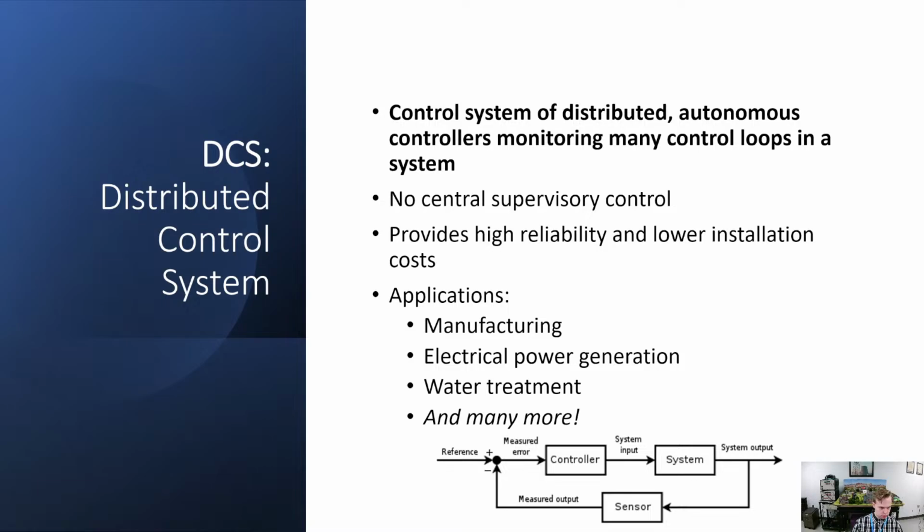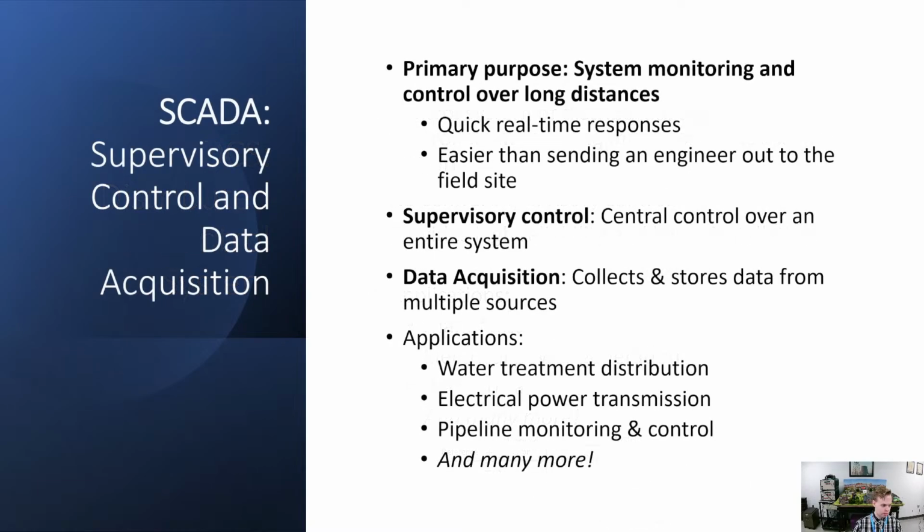So again, I'm not going to go too in depth into DCSs. The main focus of this talk, as the title implies, is the SCADA systems. So we have SCADA, the supervisory control and data acquisition. The SCADA system's primary purpose is general system monitoring and control over long distances. So this allows the operator of these SCADA systems to have much faster, real-time responses. Again, that is a lot easier than, say, sending an engineer out into the field site or all the field sites where all the parts of the SCADA system might be located.